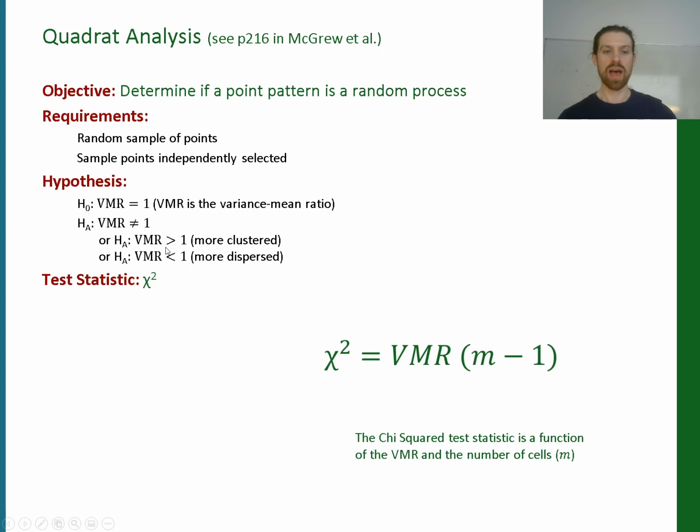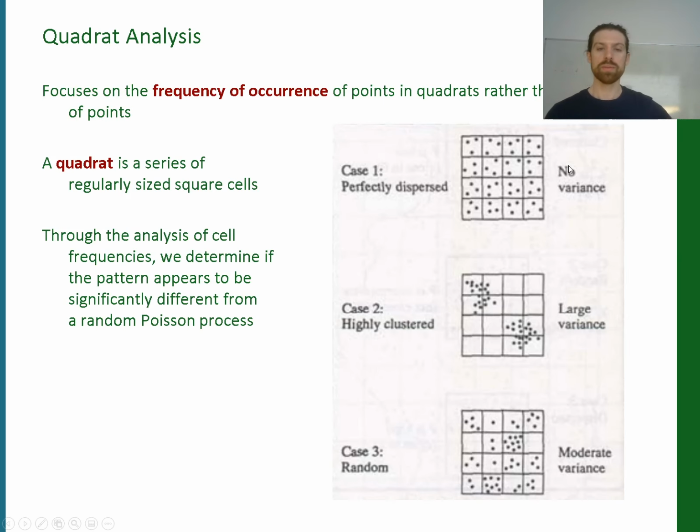So we could have some sort of direction on that hypothesis if we need one, if we have some sort of a priori understanding. Maybe we think it's more clustered or more dispersed, whatever. But what we want to get is the chi-squared statistic, okay? So to get the chi-squared statistic in this case, it's just a function of the variance mean ratio and the number of cells that we have, okay? So we're focusing on the frequency of occurrence of these points in the quadrats rather than the spacing of the points, okay? So that's a kind of limitation of this particular approach.